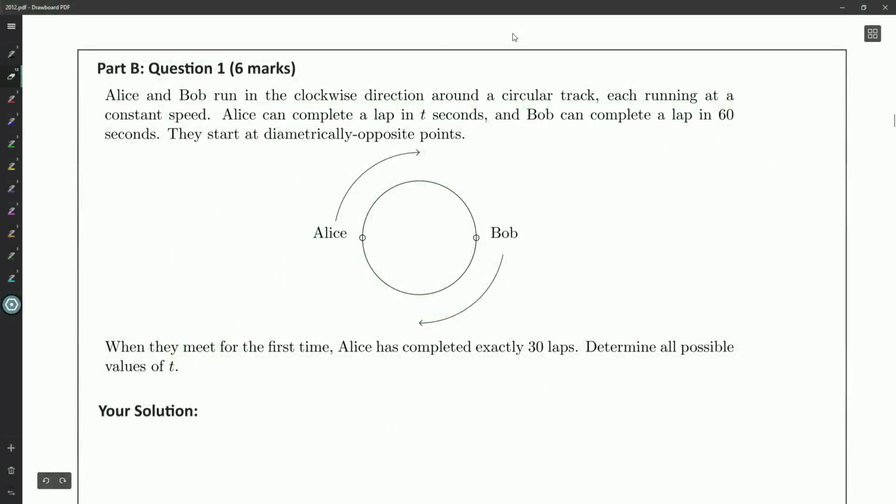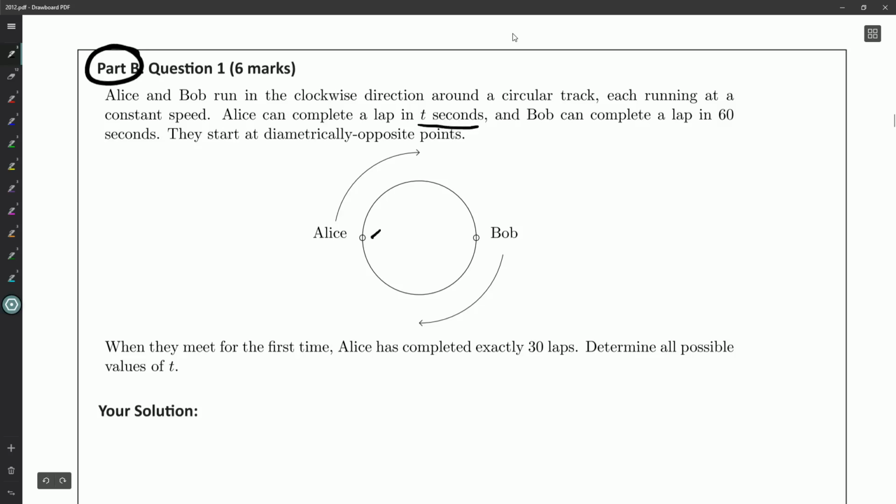We're looking at the 2012 Open paper, and we are going to be starting part B of the contest with, of course, B1. Alice and Bob run in a clockwise direction around a circular track. So they both run in the same direction around the track. Each running at a constant speed. Alice can complete a lap in t seconds, and Bob can complete a lap in 60 seconds.